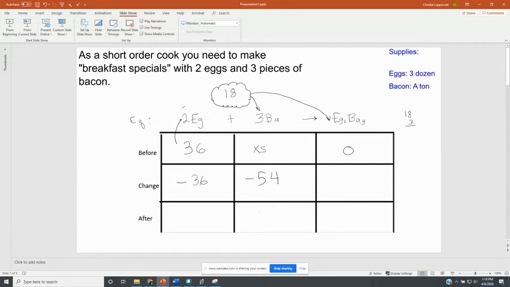We're still going to have an excess amount of bacon left over, and we're not going to have any eggs left over. How many egg specials are we going to make? Well, 18 times 1 is 18. And so that means that we will have made 18 breakfast specials in the process of making this reaction happen.